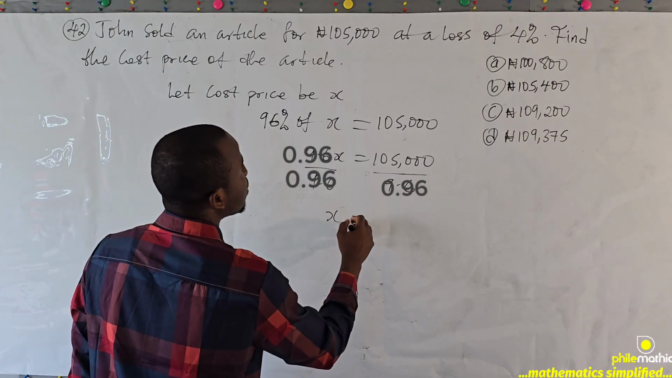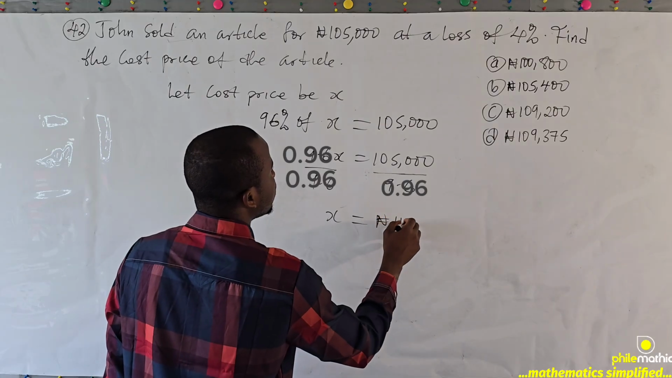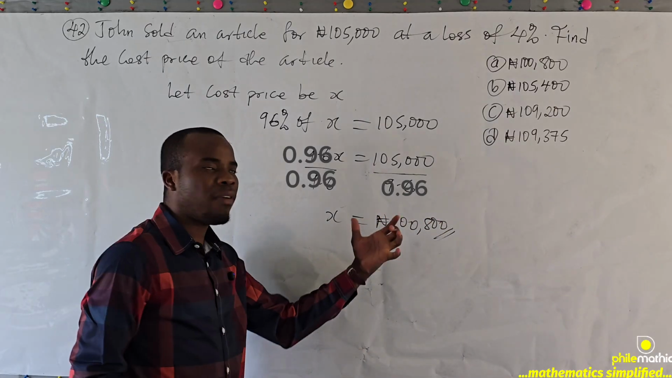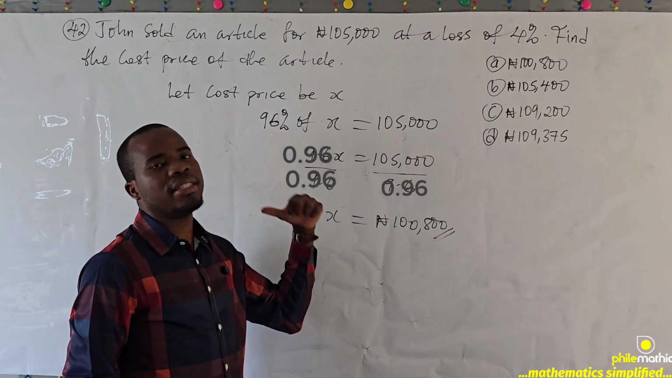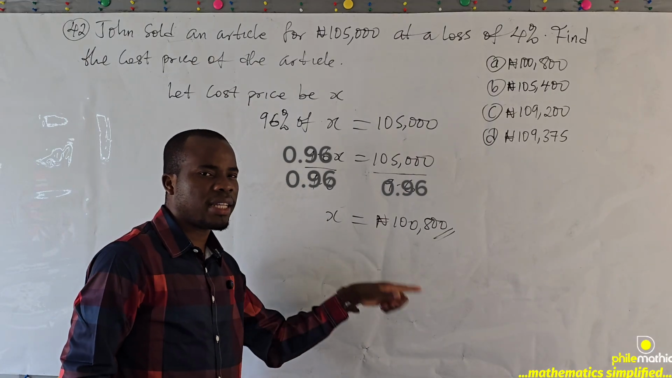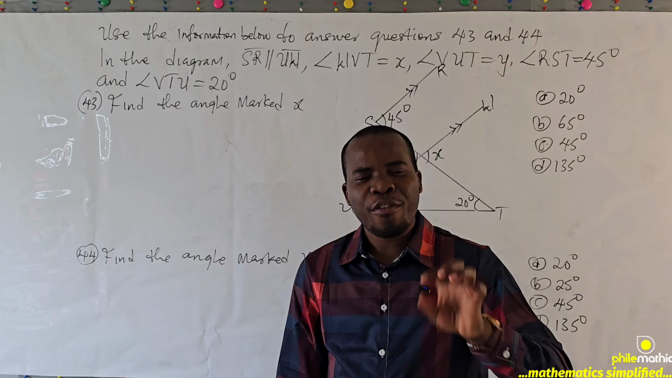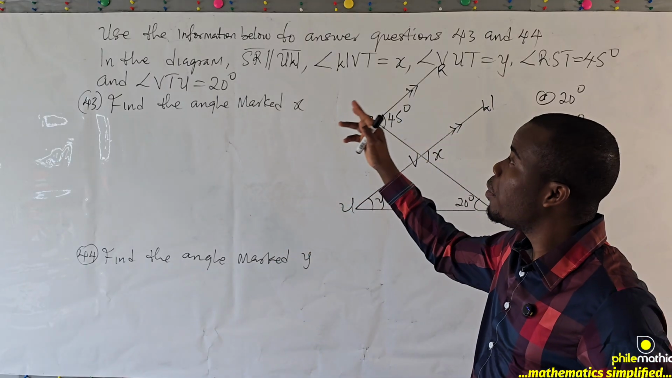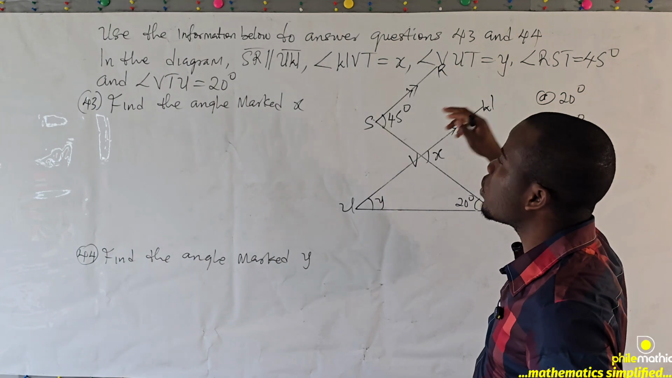And so your X is 100,800 naira. As simple as that. If you find this confusing, check the video I did on question 33. For question 43 and 44, we are told to use the information below to answer the questions.